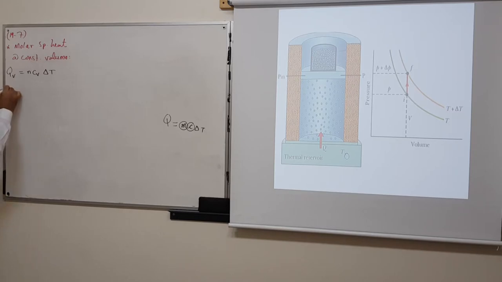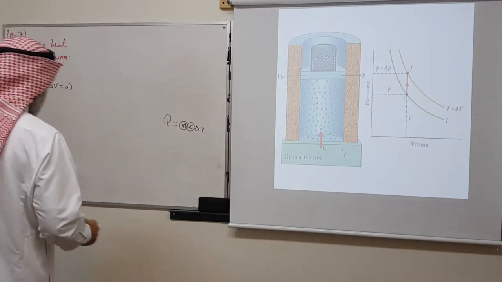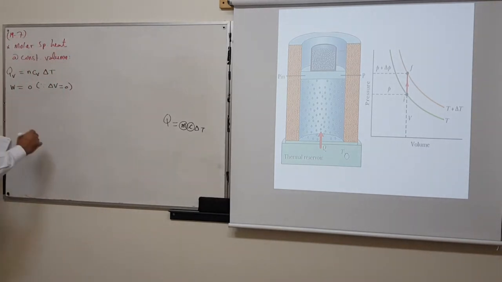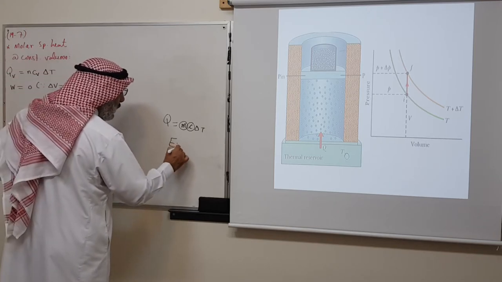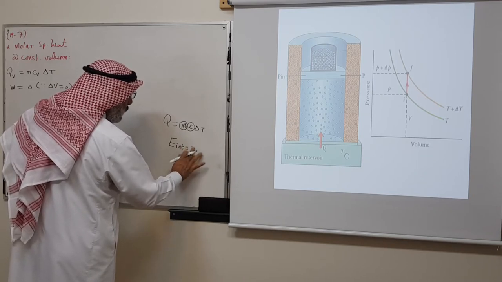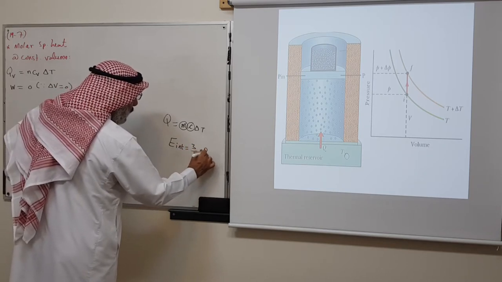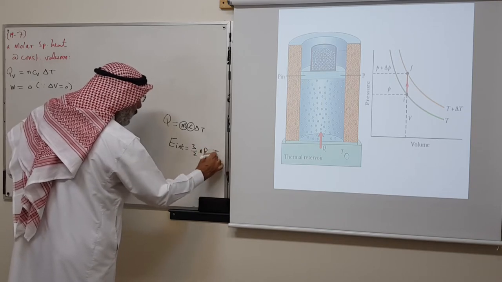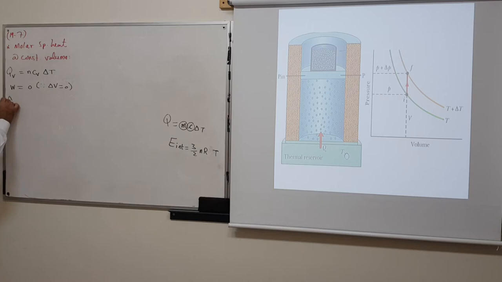We already know that the work done in this process is zero, and that's because the volume is constant. There is no change in volume, so the work done is zero. What about the internal energy? In the last lecture, we saw that the internal energy for an ideal monoatomic gas is 3/2 nRT. So the change in internal energy, delta E internal, taking the differential of this equation, will be 3/2 nR delta T.